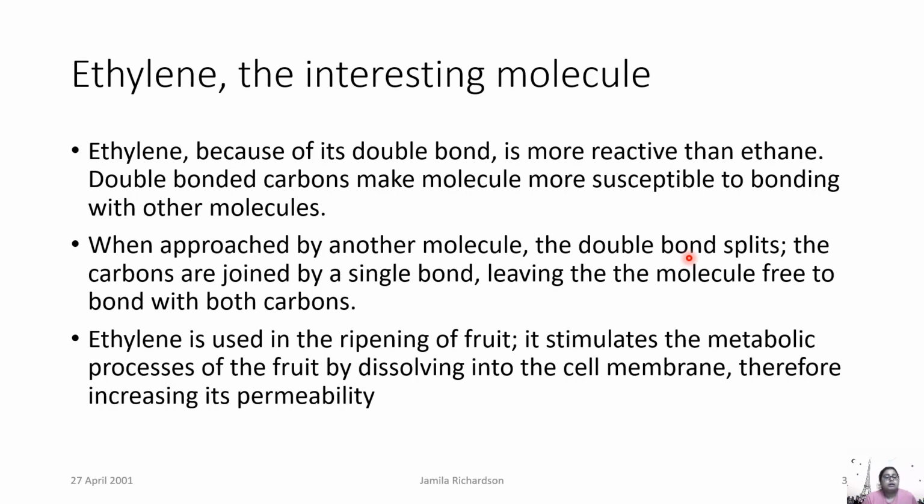If you have also heard, ethylene is also used in the artificial ripening of fruit. It stimulates the metabolic processes of the fruit by dissolving into the cell membrane, therefore increasing its permeability.